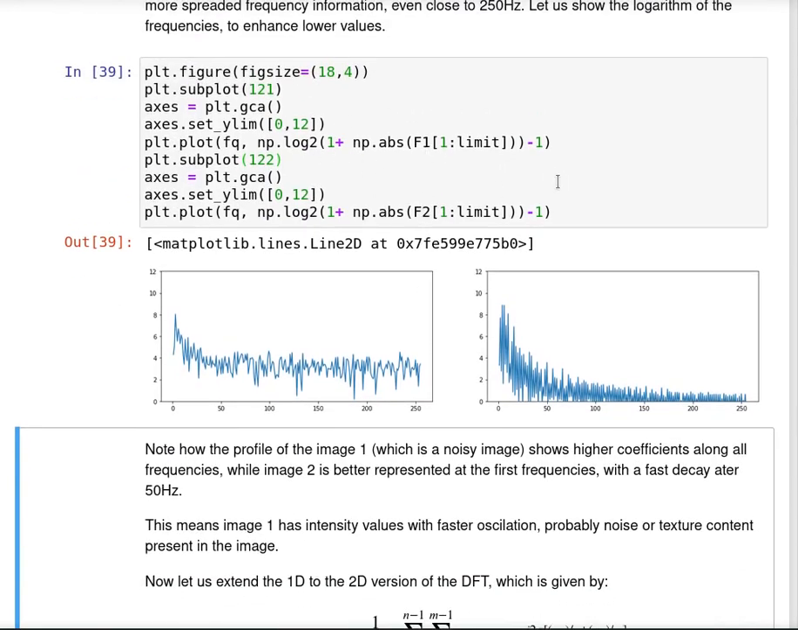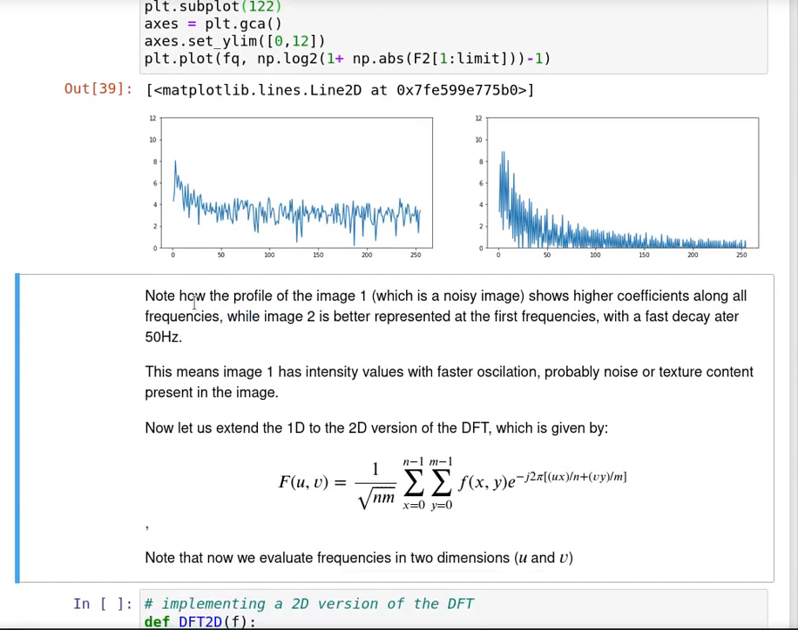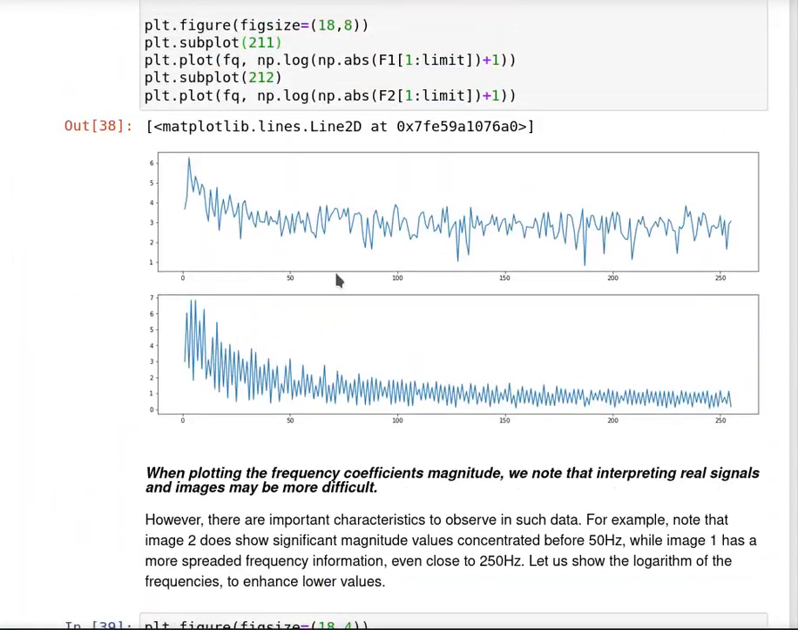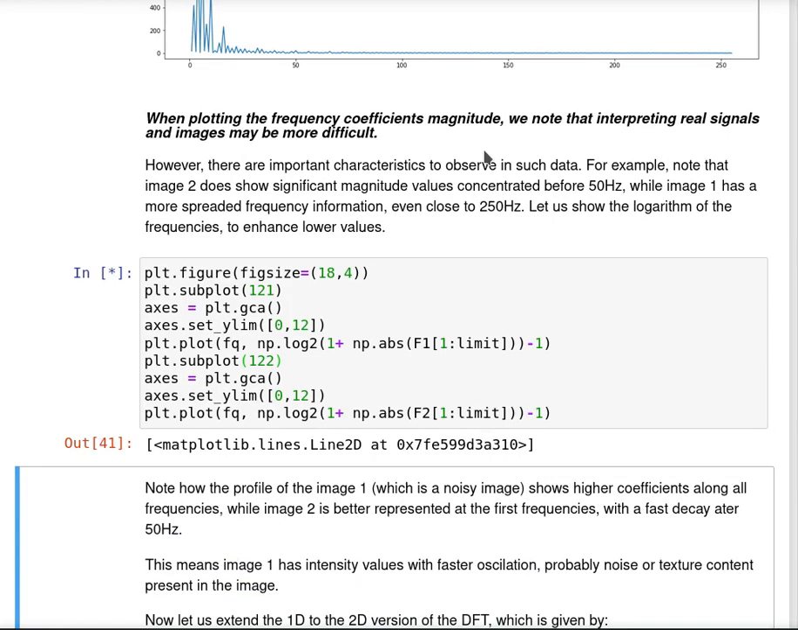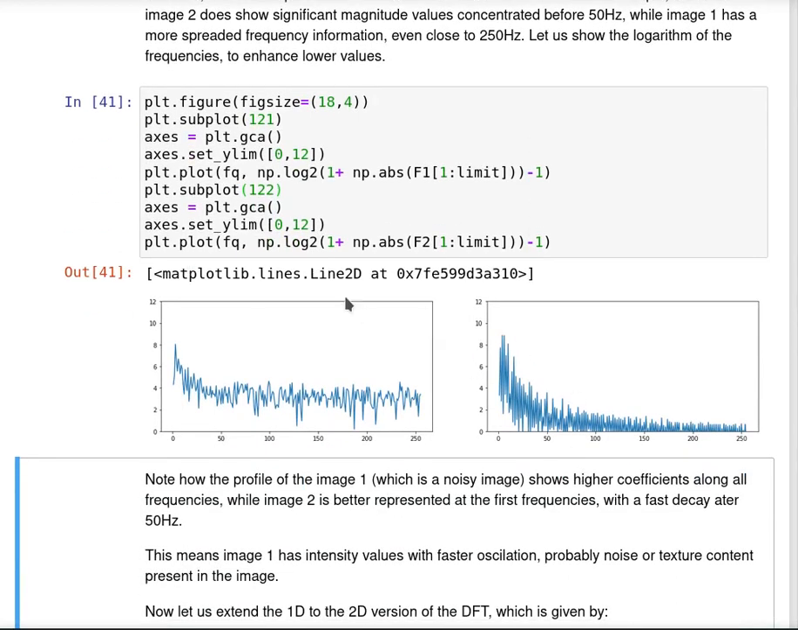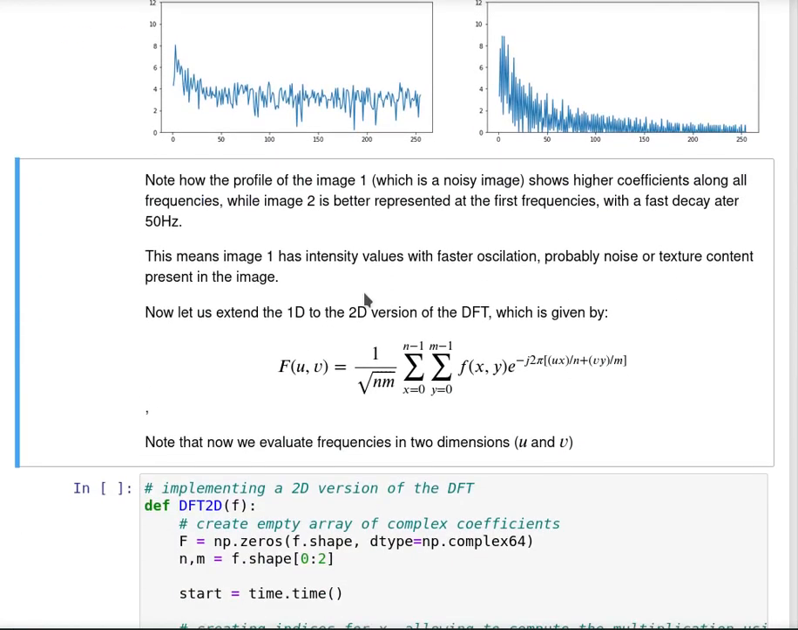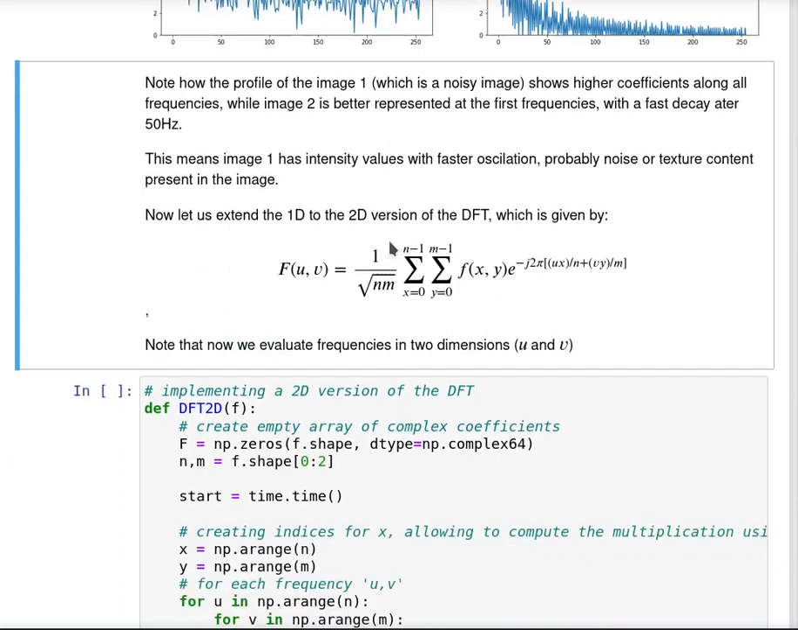I just showed you the plot here, so it's basically the same. And then, let me remove this logarithm here. Okay, and this is the logarithm of both functions. So note how the profile of this image shows higher coefficients along all frequencies, while the second one drops to zero, decaying fast after 50 hertz.